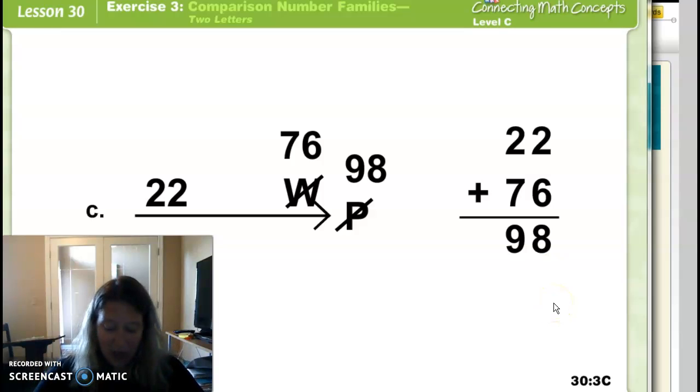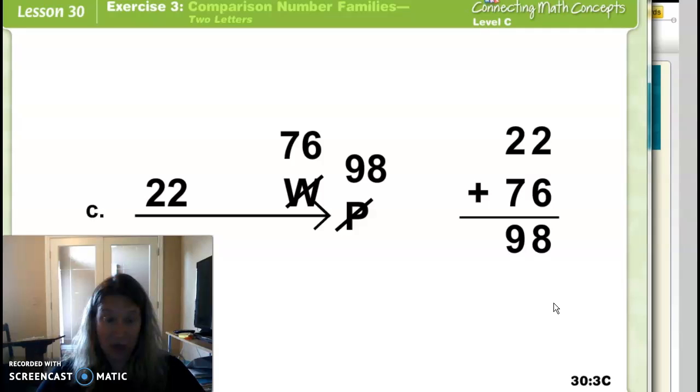Okay, one last problem here. Problem D. And it says, Y is 13 more than J. Y is 95. What number is J? Go ahead and make your number family with the number and two letters. And you should have made 13 as your first small number, J as the other small number, and Y as the big number. And which one do you need to replace? You need to replace Y with 95.